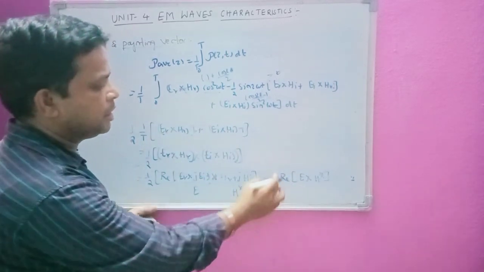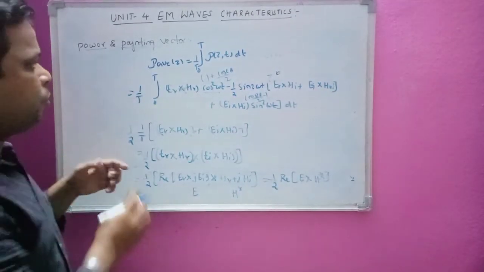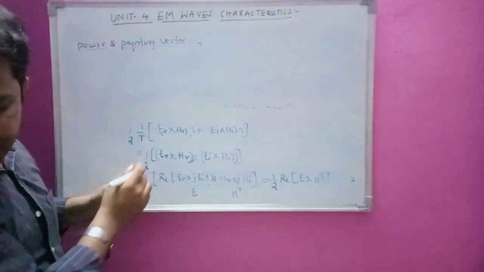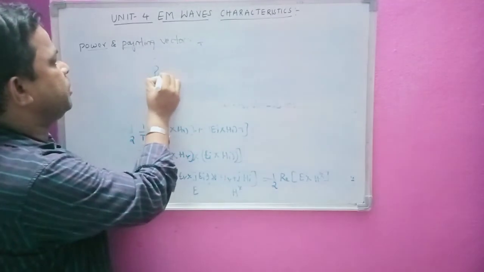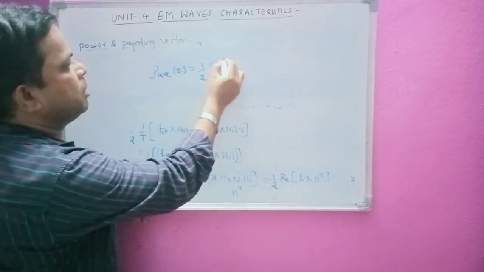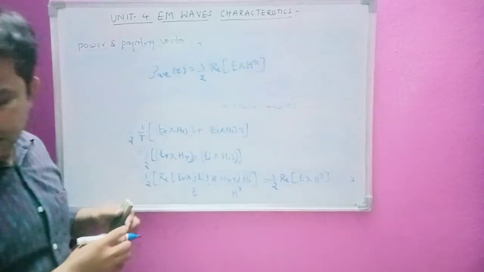That is, I can write 1 by 2 times the real part of this one is equal to this one. So we have proved that P average of Z is equal to 1 by 2 times the real part of E cross H complex conjugate. So that is what we are going to write here.